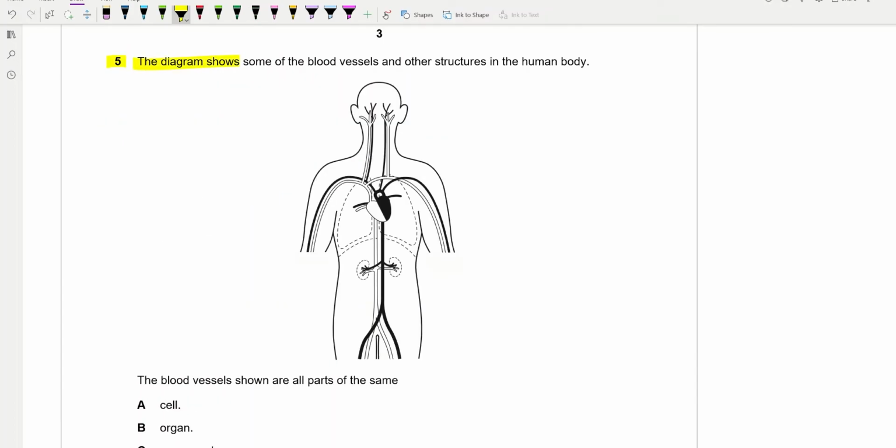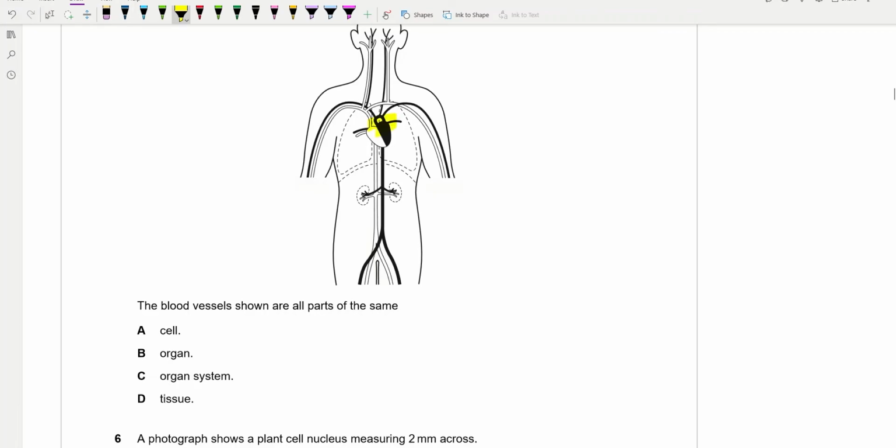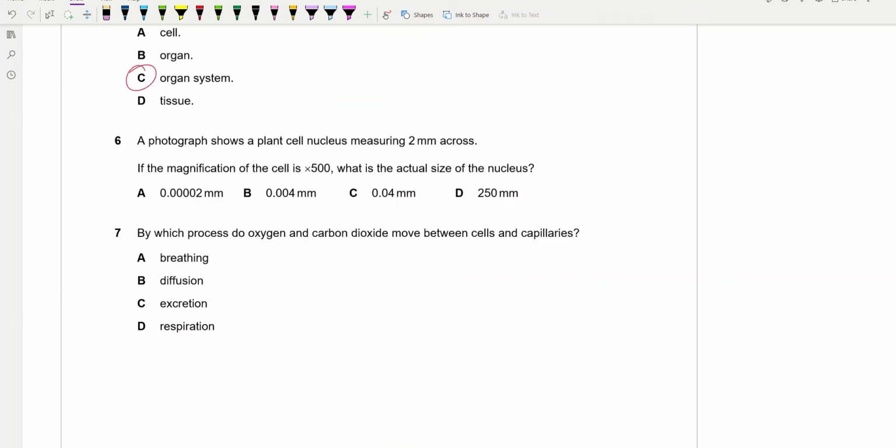Question number 5. The diagram shows some of the blood vessels and other structures in the human body. The heart is shown, the kidneys, the blood vessels shown are part of the same. So the correct answer would be organ system. Option C.